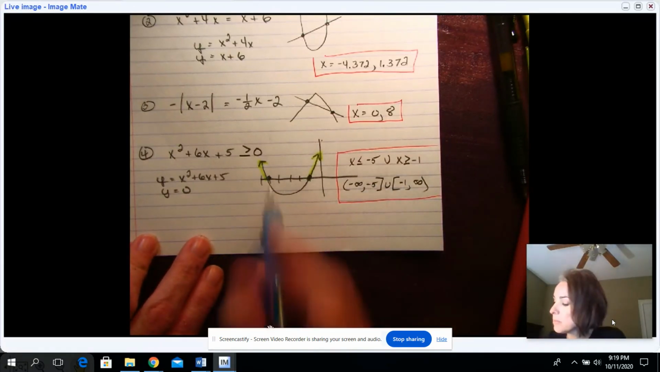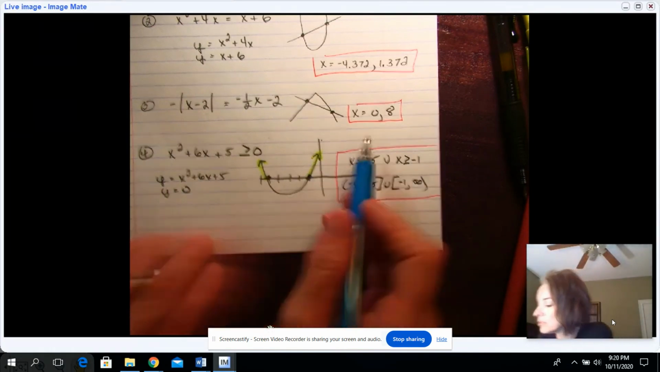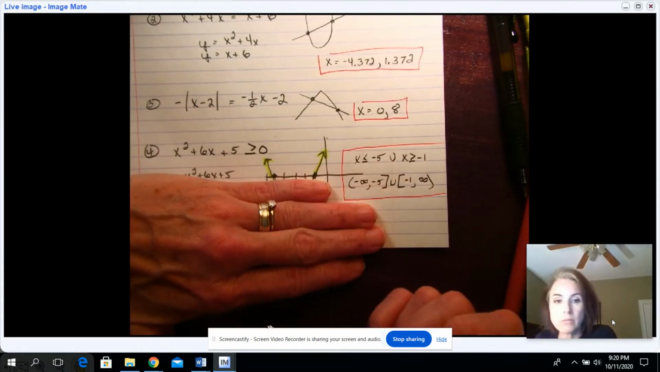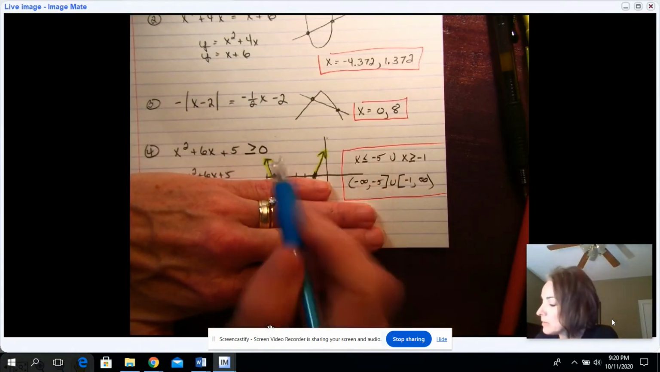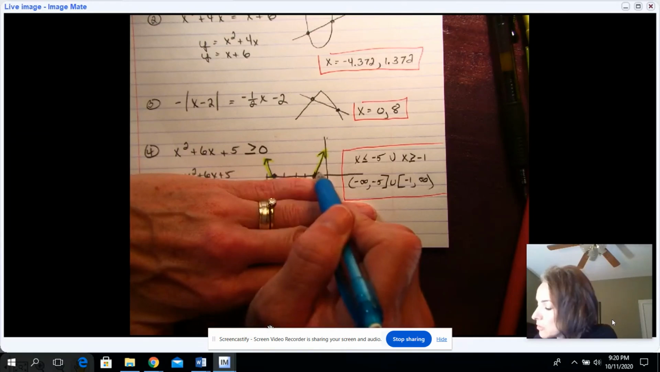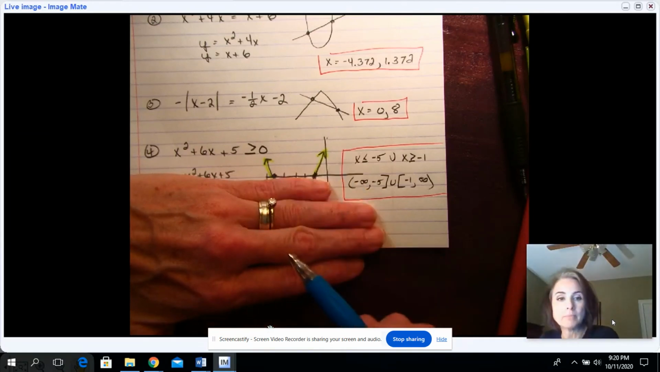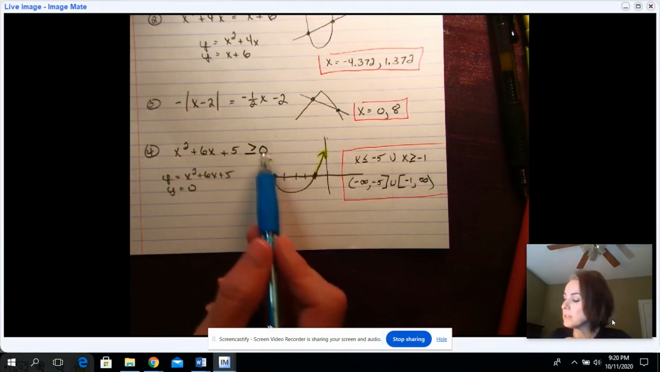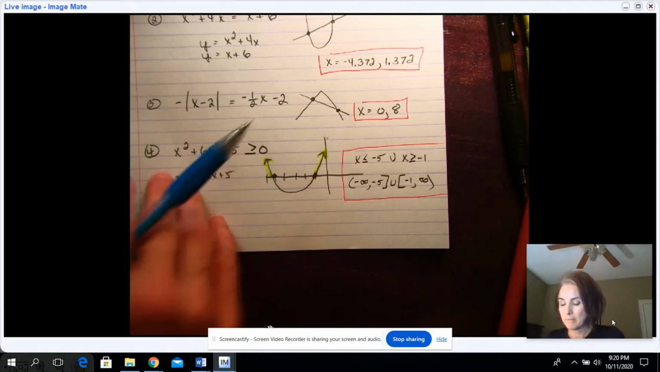But that is literally when is this graph above y equals 0. And it's above y equals 0 when x is less than or equal to -5, and when x is greater than or equal to -1. So these, you have to think a little bit. The inequalities you have to think a little bit about.